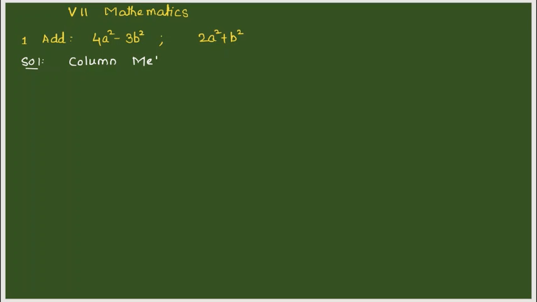In column method, we need to write the expressions one below the other. That is 4a square minus 3b square. This is the first expression. Whereas second expression, you have to maintain the proper alignment. That is 2a square should be written under a square term. And plus b square should be written under b square term. That is plus b square should be written below minus 3b square.